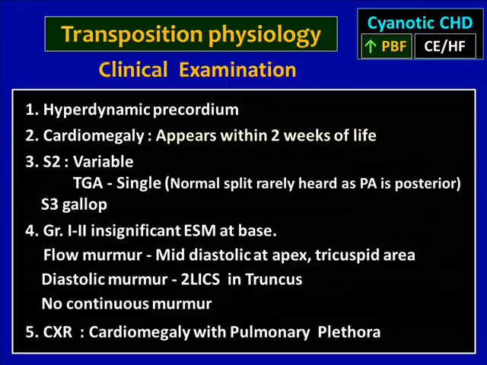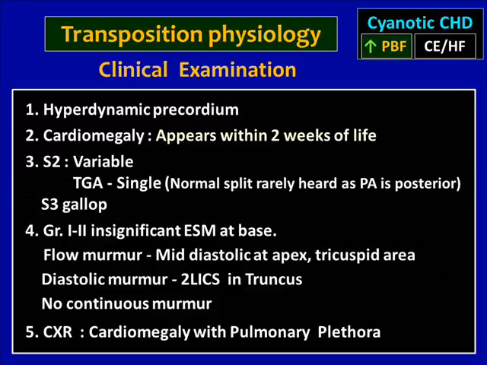Now, how will be the clinical examination of these patients with the increased pulmonary blood flow, that is, transposition physiology clinical features? These patients have hyperdynamic precordium, and cardiomegaly due to increased pulmonary blood flow appears within 2 weeks of life. Now, this is unlike the quiet precordium and normal heart size seen in cyanosis with decreased pulmonary blood flow.